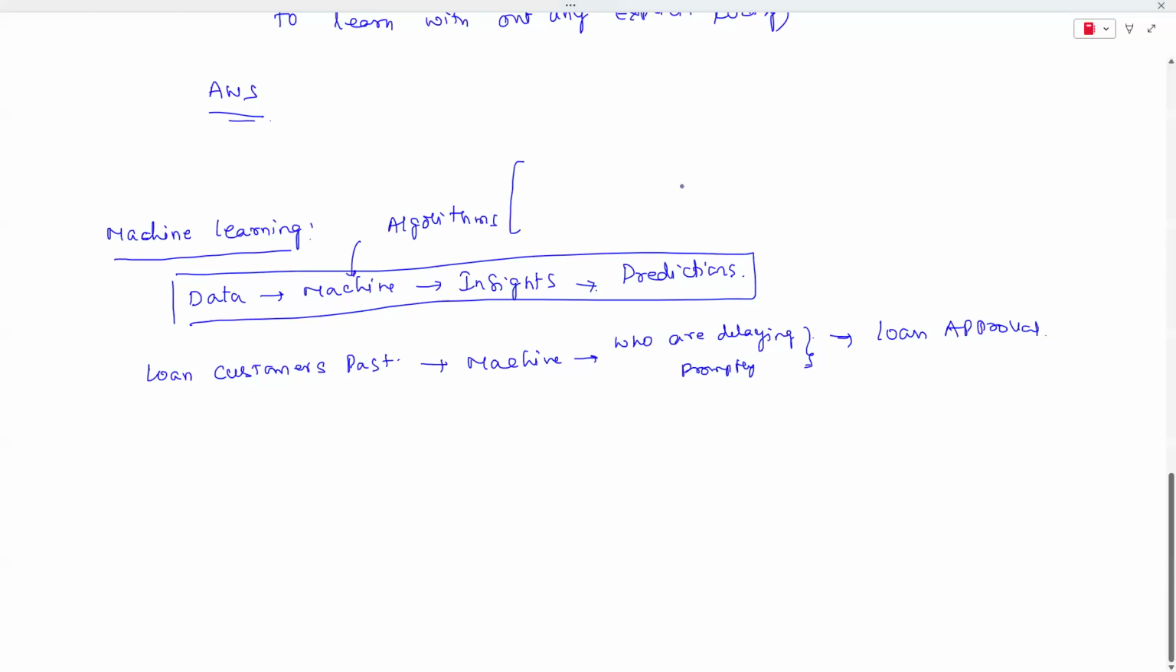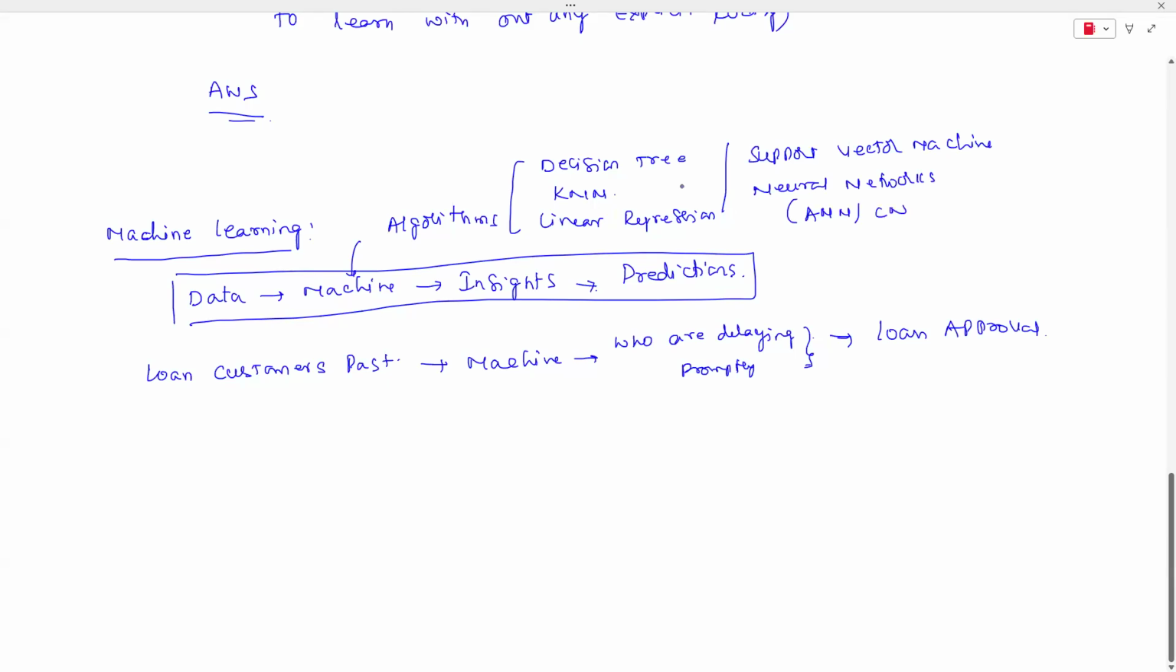Some names I'm writing, guys, just for understanding. We have an algorithm called decision tree. We have an algorithm called KNN. We have an algorithm called linear regression. These are some of the algorithm names, guys. We have an algorithm called support vector machines, SVMs, as we are going to call them. We have something called neural networks. In neural networks, again, there are different types: artificial neural networks, convolutional neural networks, recurrent neural networks, LSTM.